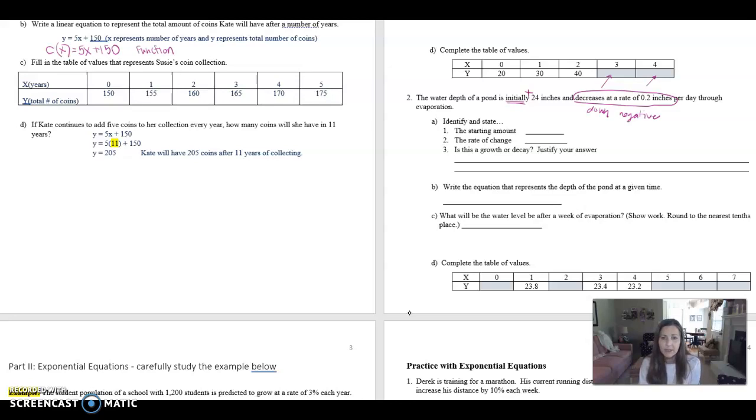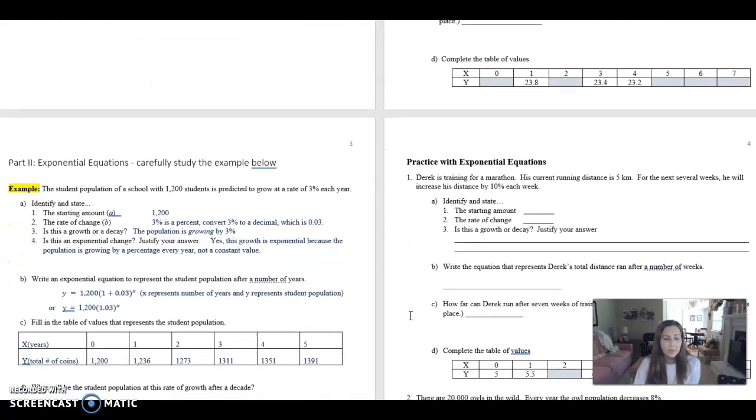I think that's pretty self-explanatory. Again, for your equation, you may want to say y equals, or you may want to use function notation just to practice that. Let's see, we're talking about a pond. So maybe here I would call it P of x, and then I would set that equal to my equation. I just want you to be familiar with function notation because that will be on HOGS.